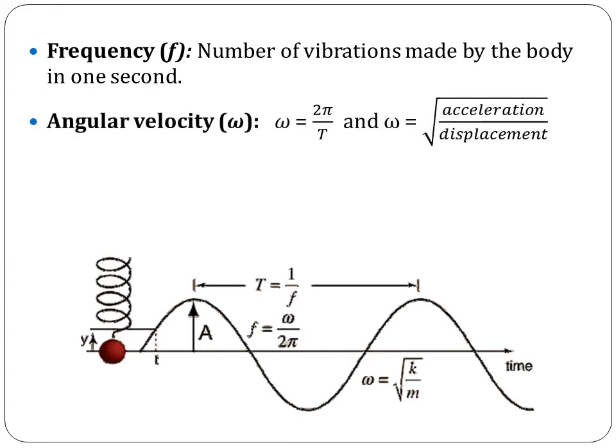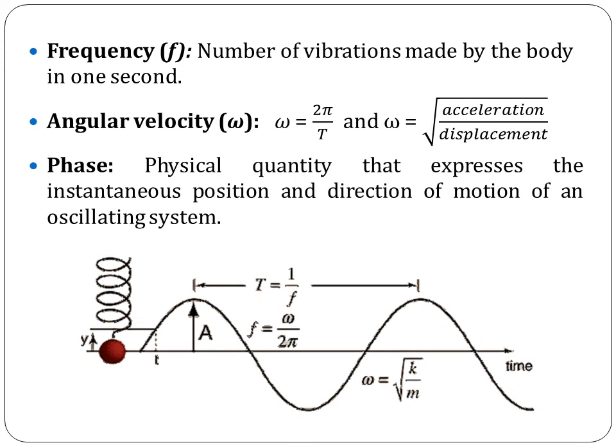The next characteristic is angular velocity omega. It is given by 2 pi by T, or in terms of the acceleration, it is the square root of the acceleration to the displacement. In terms of the force constant, omega is given by square root of k by m, where k stands for the force constant. And last of all, we have the phase, which is the physical quantity that expresses the instantaneous position and direction of motion of an oscillating system.